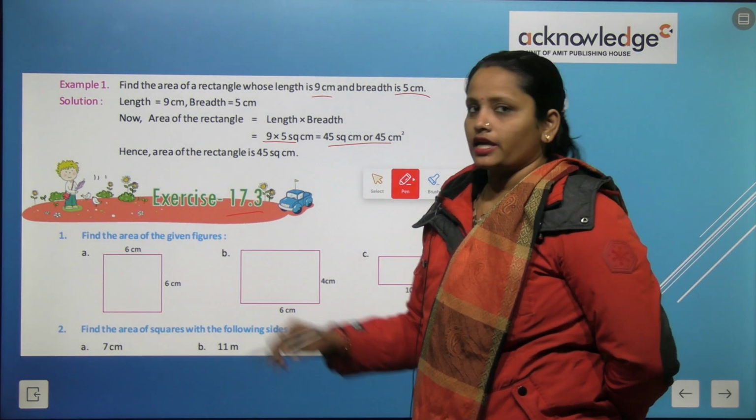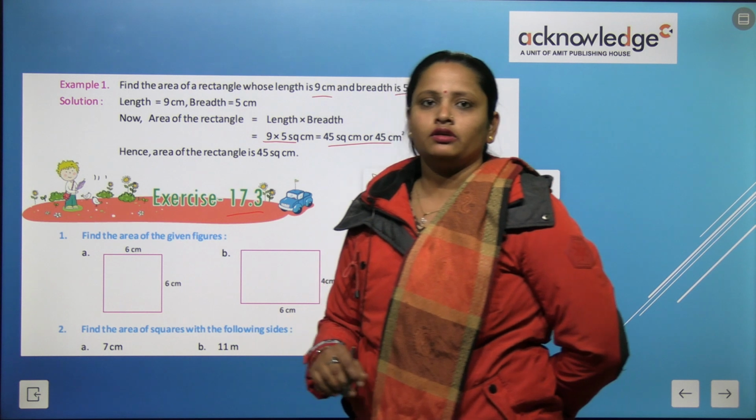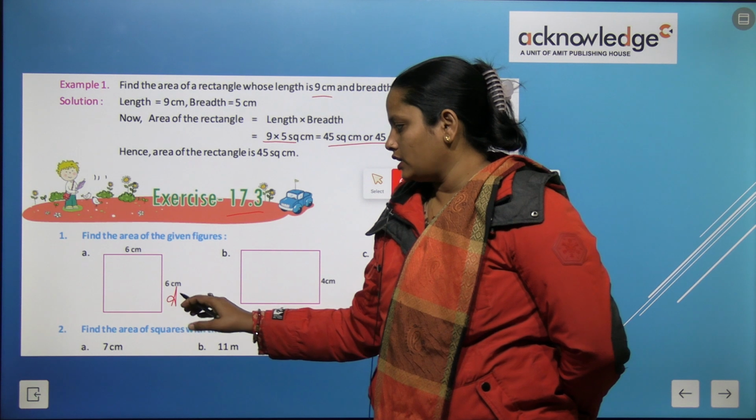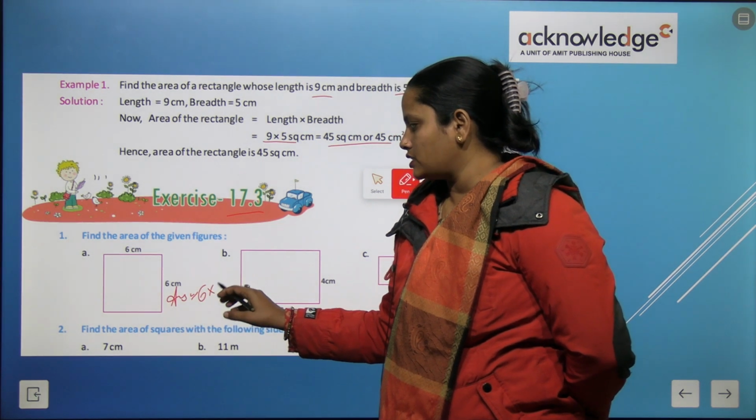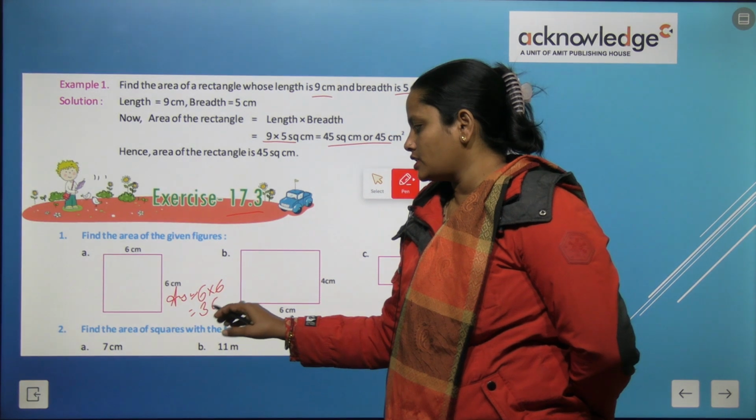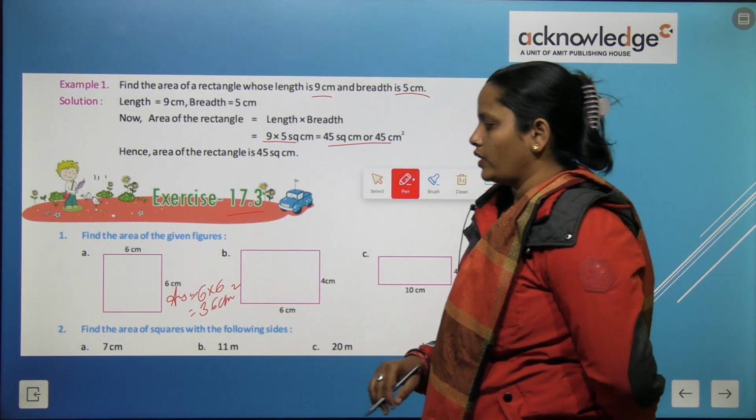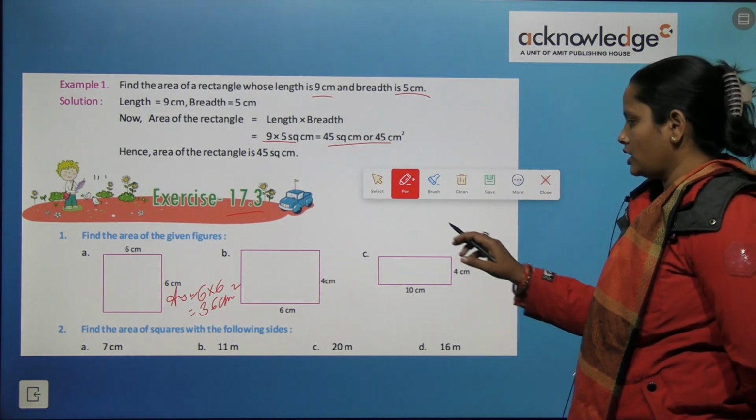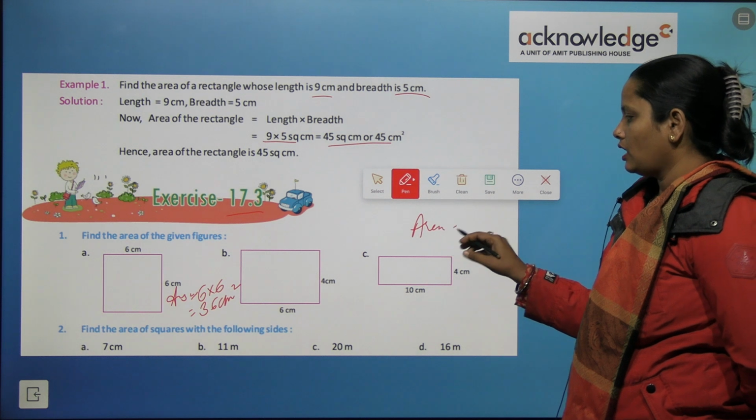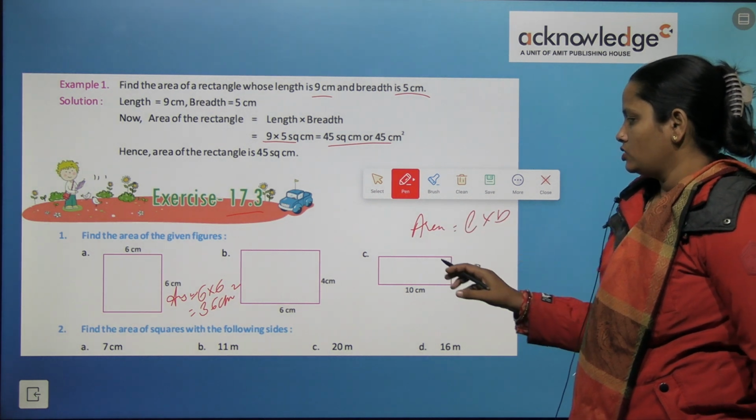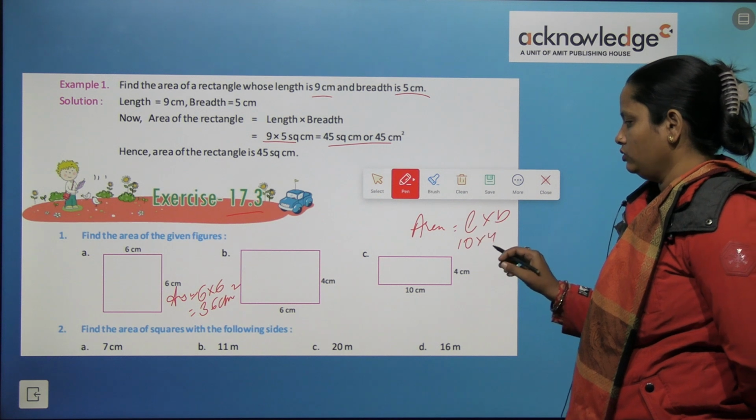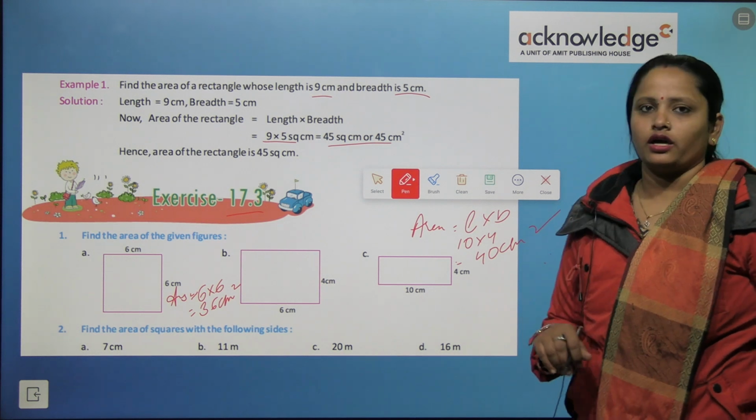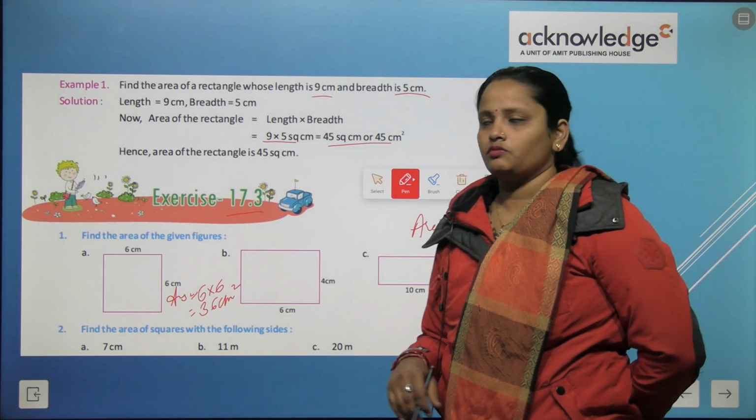Now let's do this exercise 17.3. Find the area of the given figure. So here this is a square. We have to find the area. So the area is 6 multiply 6, which is 36 centimeter square. Similarly, let's do this one. This is a rectangle. So here the area is length into breadth. So here 10 multiply 4, 40 centimeter square. Similarly, you have to do this B question.